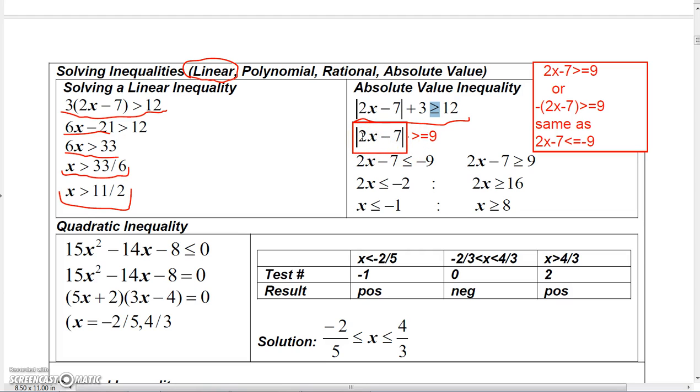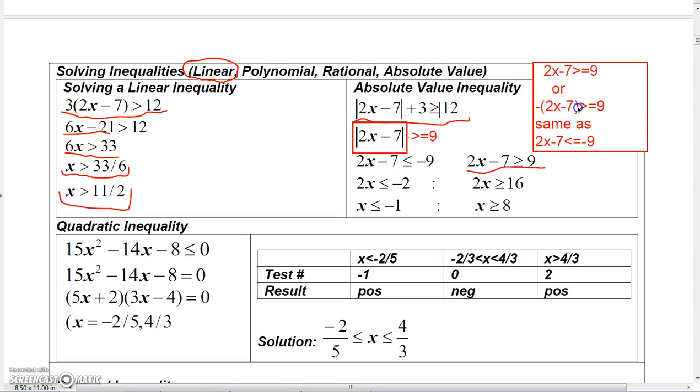Remember that when you have an absolute value expression, it's equal to positive the expression or negative the expression. So this is like saying, okay, 2x minus 7 is greater than or equal to 9. Alright, well we have to solve that. I'm not going to lie to you. We have to solve that. 2x minus 7 is greater than or equal to 9.